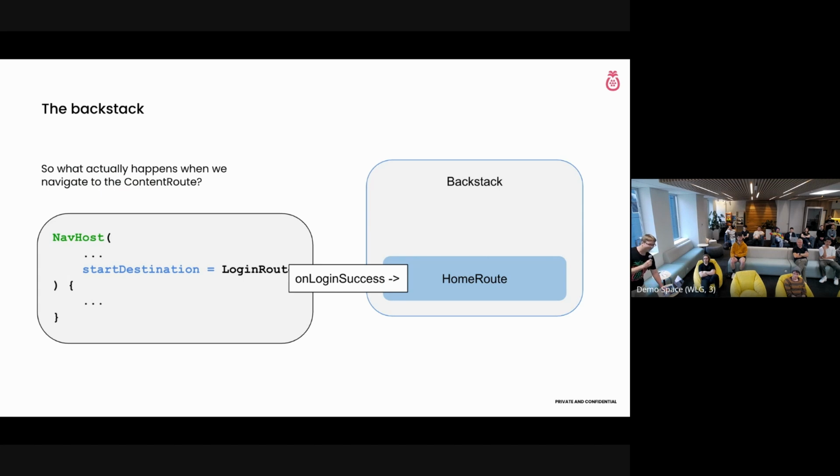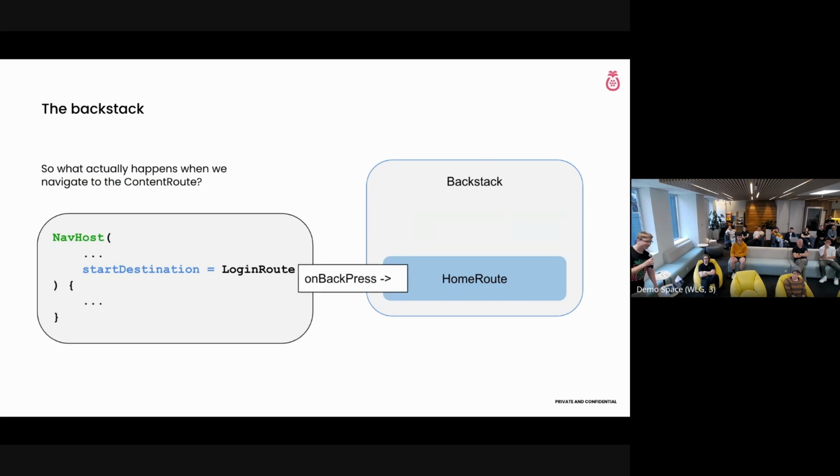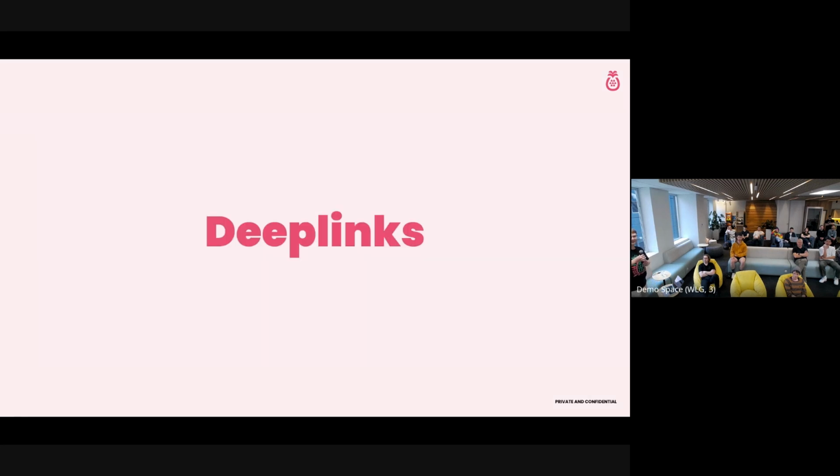When they click the login button on that screen, it will replace itself with the home route. And then when the user clicks open content on the home screen, the content route gets put on the top of the backstack, and so that's the screen that is shown to users. And then heading back from the content route will take you to the home route again. Cool. So that was a bit of a basic overview of Compose navigation.